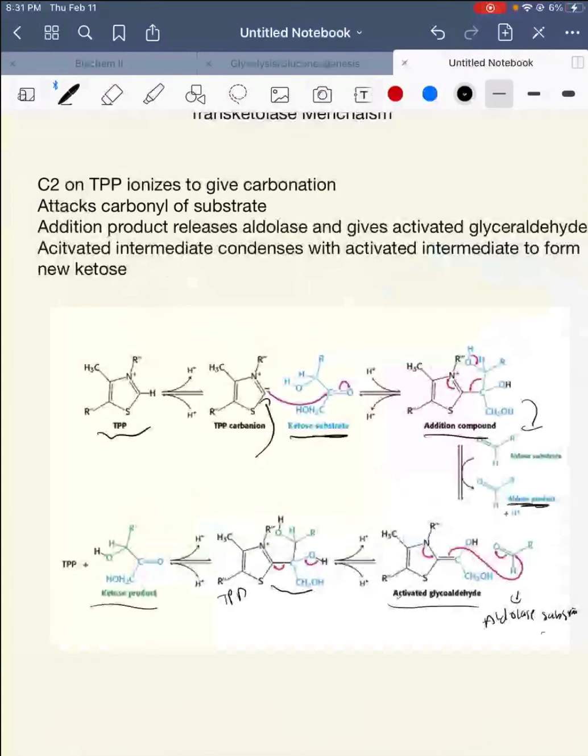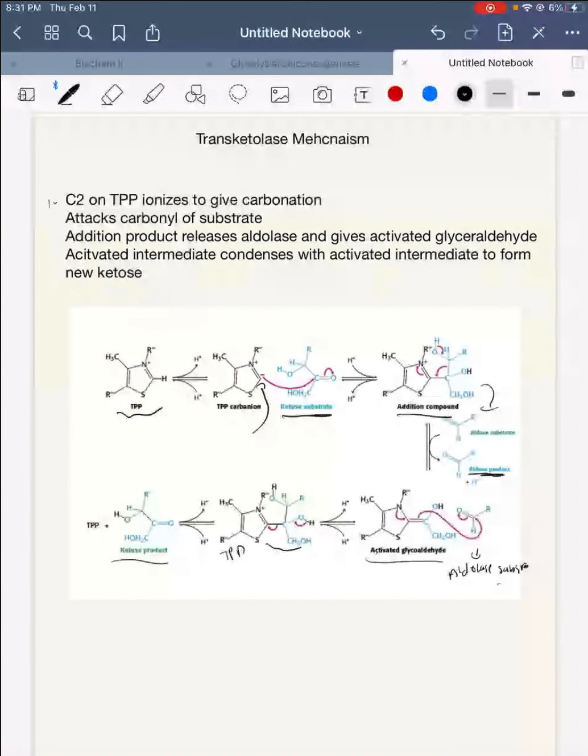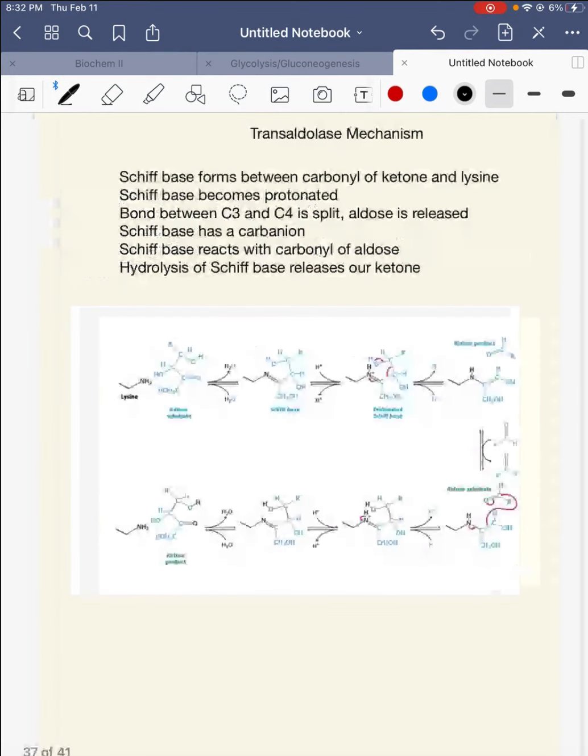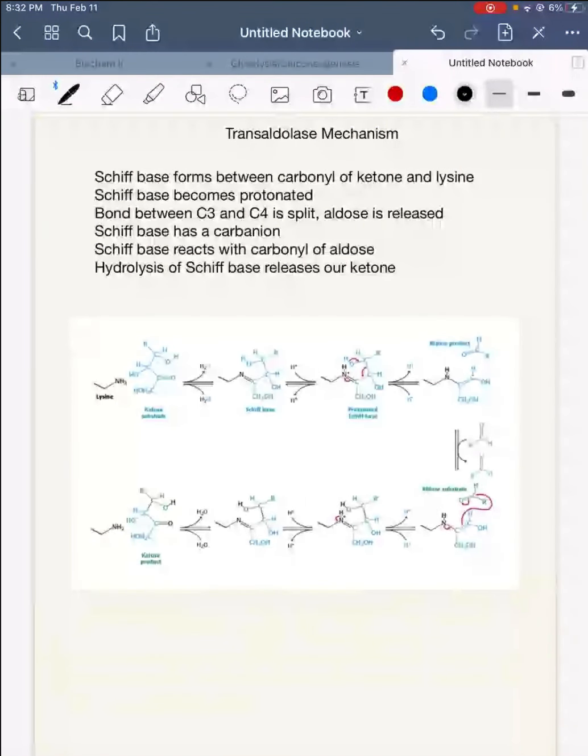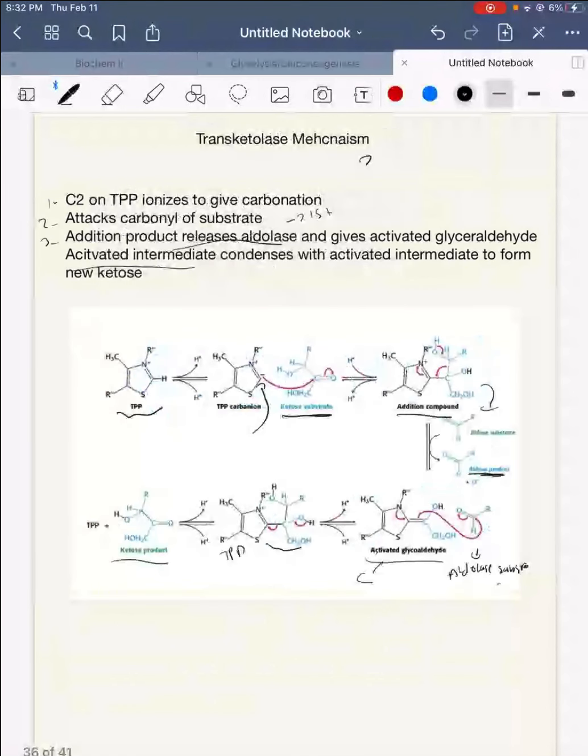So I summarized those in quick steps. Like I said, C2 on TPP ionizes to give a carbanion, and then we attack the ketose substrate, the addition compound forms, and then we release an aldose. This is our first product released. And then the activated intermediate condenses, and we make a new ketose. So we made an aldose and a ketose when we run the transketolase reaction. Okay, transaldolase. Transketolase does the 2-carbon transfer, and transaldolase does the 3-carbon transfer.